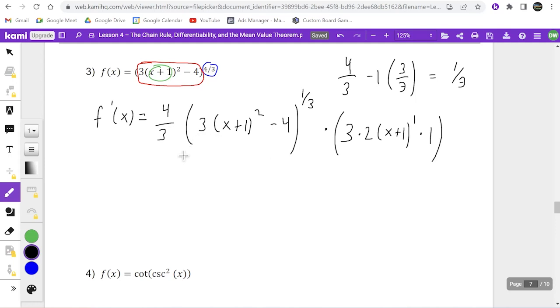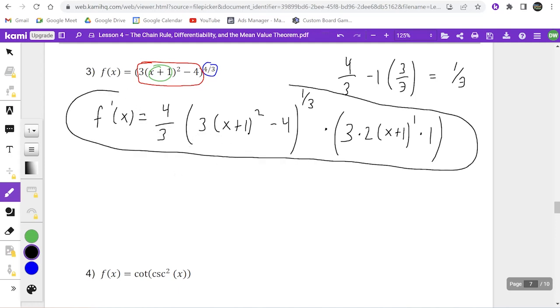Now, in terms of simplifying this, I don't care. This is way too complicated. I'm not even gonna attempt to simplify this, although I could if I really wanted to. But it doesn't matter. This is perfectly fine. Any questions on number 3?